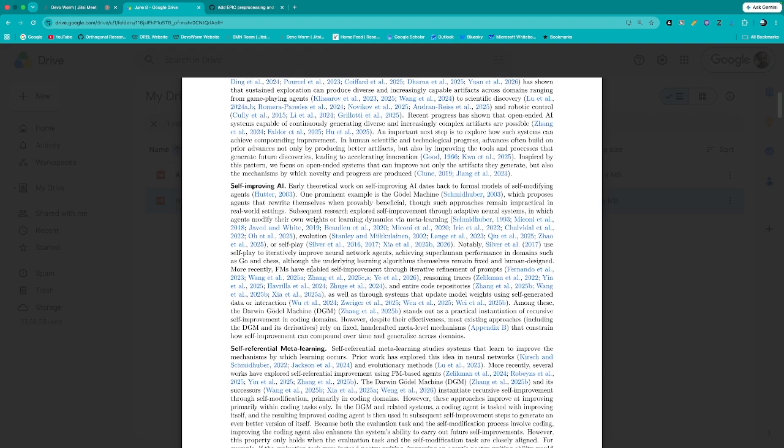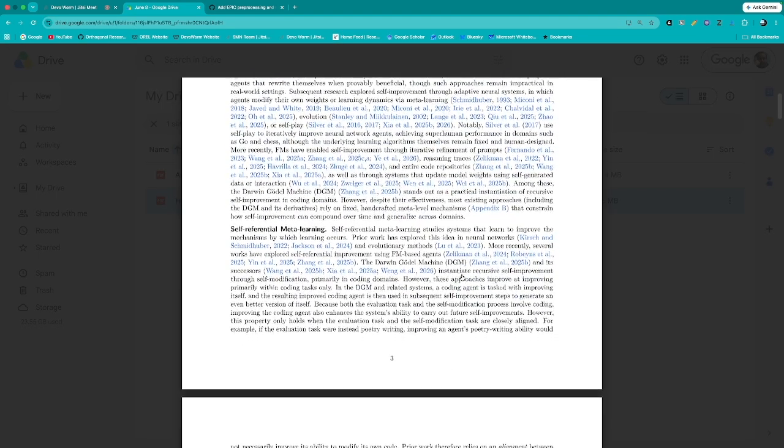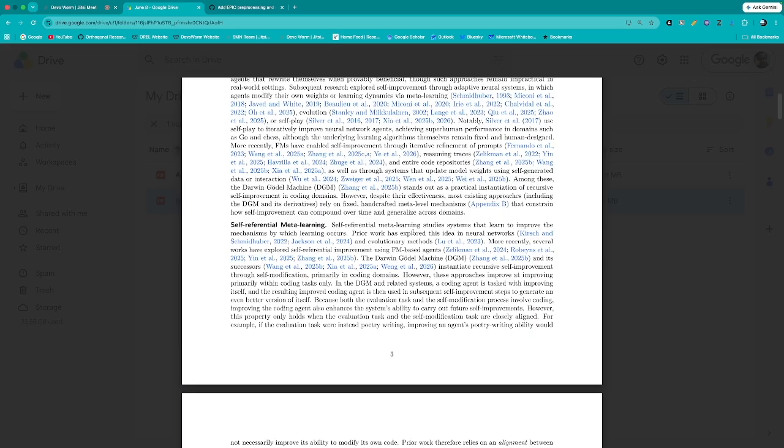What they were trying to do in this work was to make this relevant to the real world, but also make it so that it had not a brute force intervening event, but an observer of the system that was part of the system and could respond in kind. Then there's self-referential meta-learning, which is where systems learn to improve the mechanisms by which learning occurs. So it's an improvement on the learning process itself.